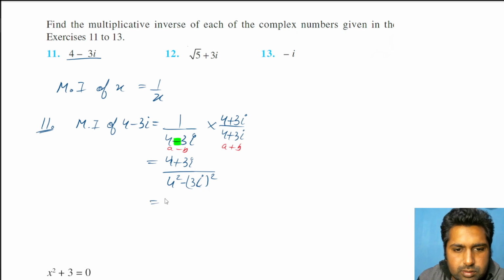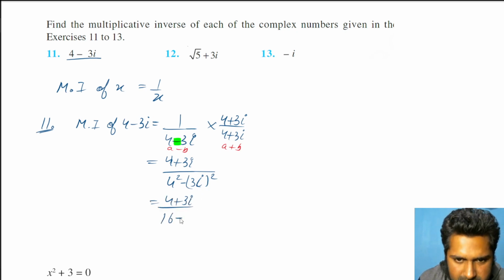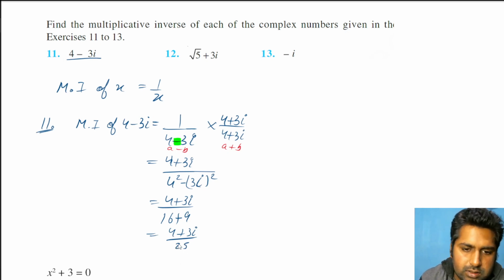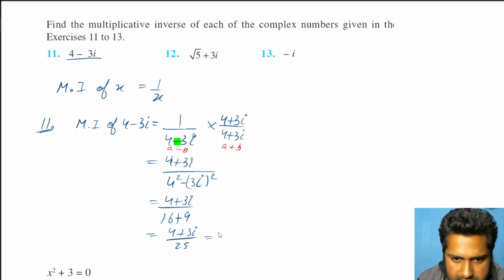Okay. So 4 plus 3 iota in the numerator, nothing we can do about that. Denominator becomes 16 minus 9 into iota square, which will become minus 1. So that means plus 9. So that becomes 4 plus 3 iota by 25. And if you want to separate the real part and the imaginary part, you can rewrite this as 4 by 25 plus 3 iota by 25.